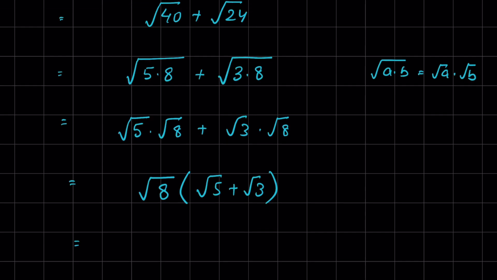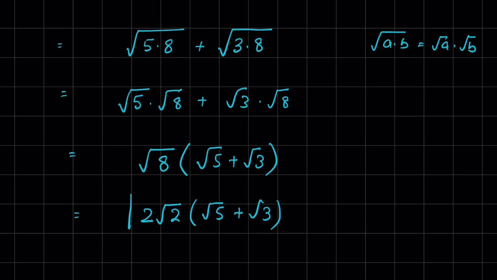Now square root of 8 can be further simplified as 2 times square root of 2, because square root of 8 we can write as 2 square times 2 under square root, and this can be written as square root of 2 square times square root of 2. You can remove the square root with the square. So square root of 8 is 2 times square root of 2, then parenthesis square root of 5 plus square root of 3. So this is our answer. We can put the values of square root of 2, square root of 5 and square root of 3 to find the final answer, or we can leave it here as the question is asking for simplification.